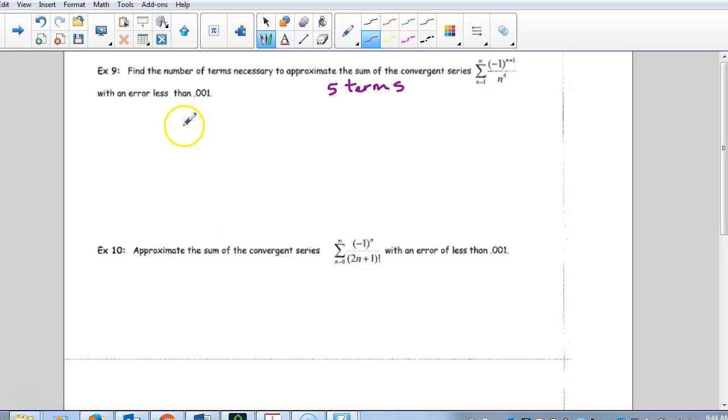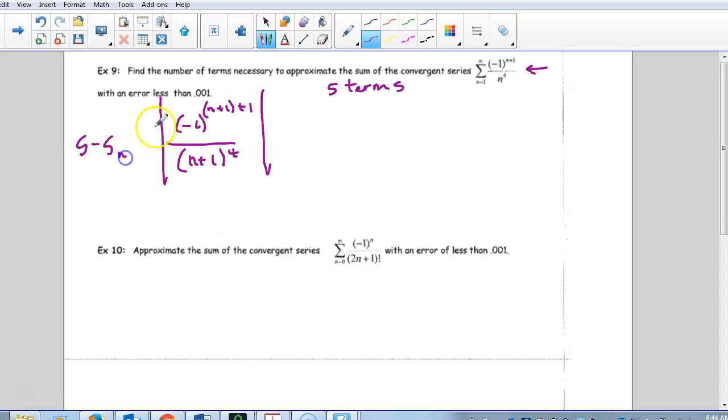It's the next term, which is -1 to the n plus 1, over n plus 1 to the 7th. I'm just kidding, I said that completely wrongly. n plus 1 to the 4th. Okay, so we're just taking this guy, and I'm going to the next term. I need that if I want the error. So S minus Sn, I need the error.